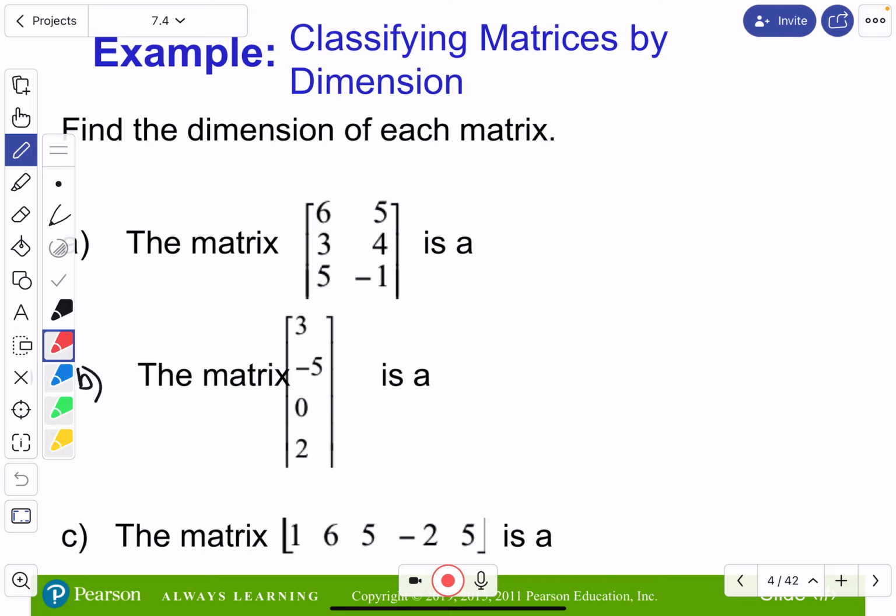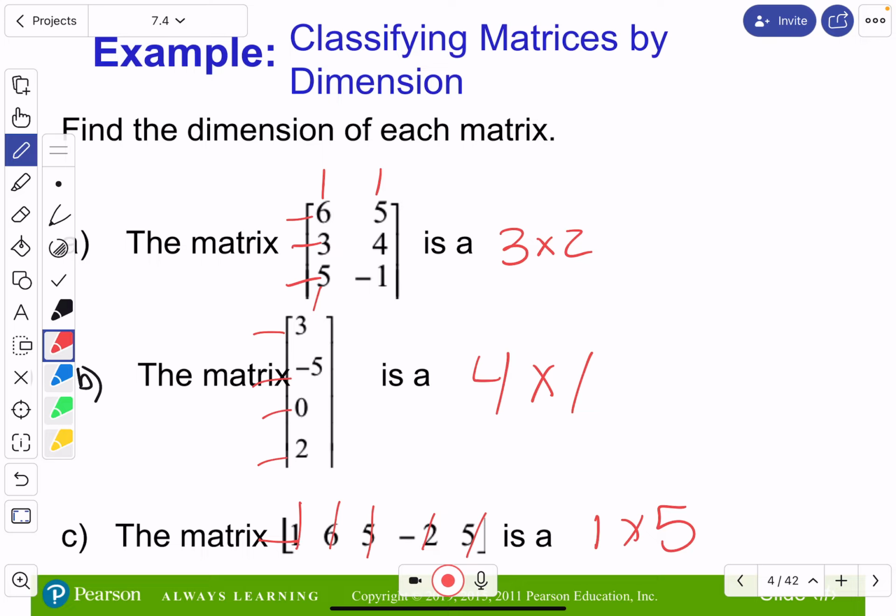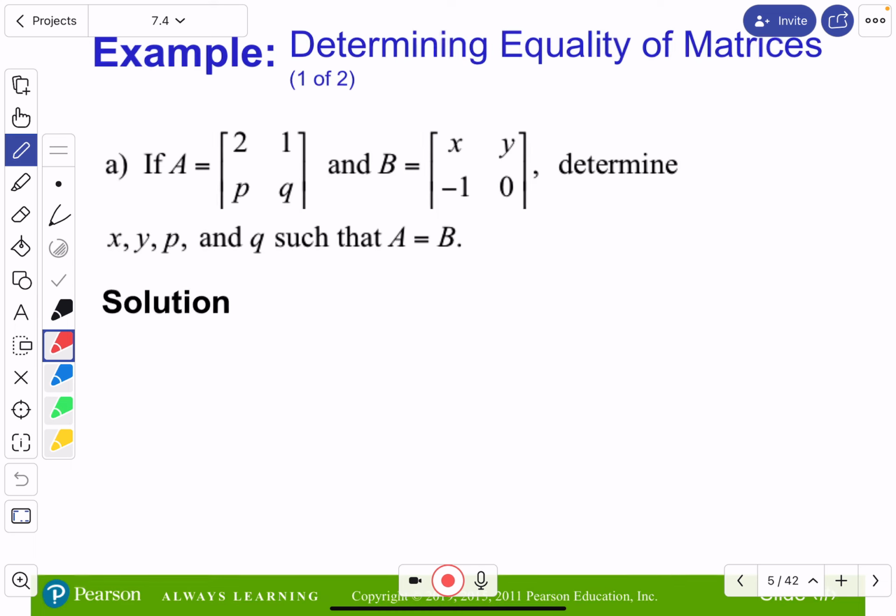The dimensions of this first one, we have 3 rows and 2 columns, so it's 3 by 2. B, we have 4 rows and 1 column, so it's a 4 by 1. C, we have 1 row and 5 columns, so it's a 1 by 5. That's how you classify with your dimensions.